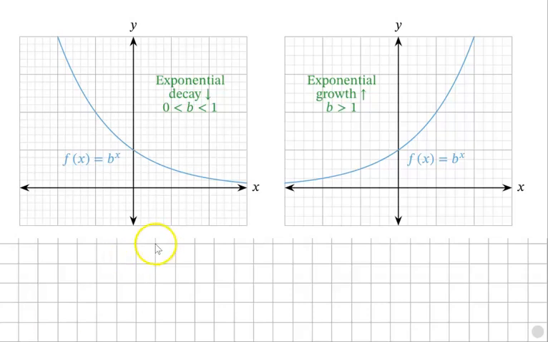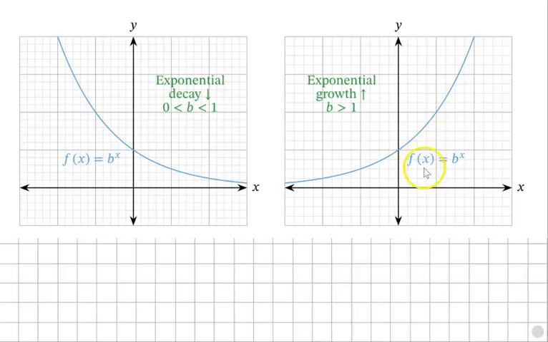So here we have 2 more graphs. This is some function, f of x is equal to b to the power of x. We don't know what the numbers are, but the important thing here is that b is somewhere in between 0 and 1. So this represents exponential decay. This is a similar graph to what we had a minute ago. It starts off really, really high, and then it jumps down, and then very gradually starts to get closer and closer to the x-axis.